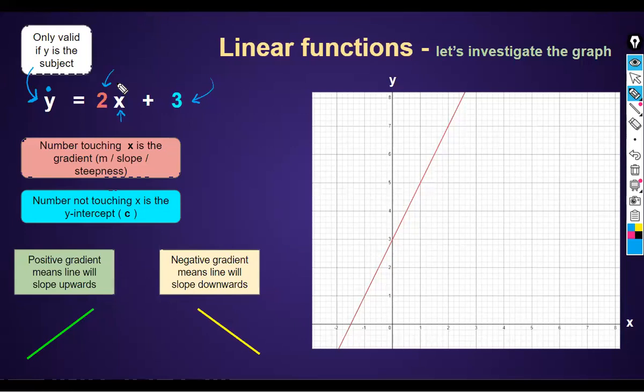It's a positive number, right? There's an official name for the number that touches x. Its name is the gradient. And the letter that usually represents the word gradient, for some very strange reason, is the letter M. I don't know who chose that. If it was up to me, I would have chosen G. But they chose the letter M to represent the word gradient, right?